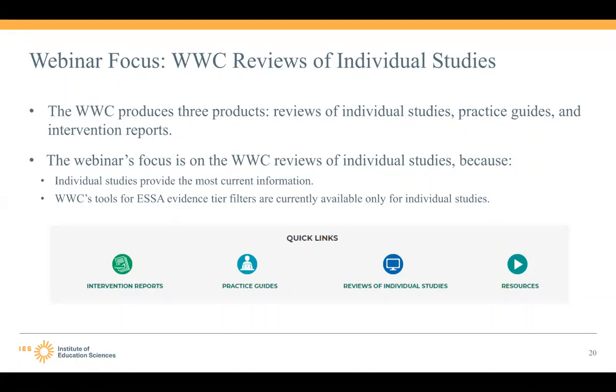The second reason we'll focus on individual studies is because the WWC's tools for making an ESSA determination are currently only available for individual studies. This may change in the future, but for now, the reviews of individual studies is where you will find a lot of what you need for an ESSA determination, making your job, hopefully, a lot simpler. You will still have work to do, and we will walk you through what that means, but a lot of the work the WWC has done already, and it is available in the reviews of individual studies.